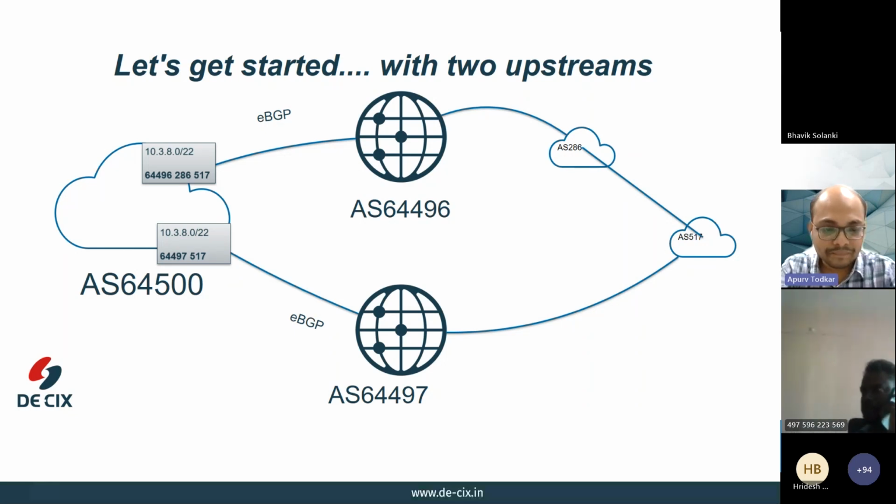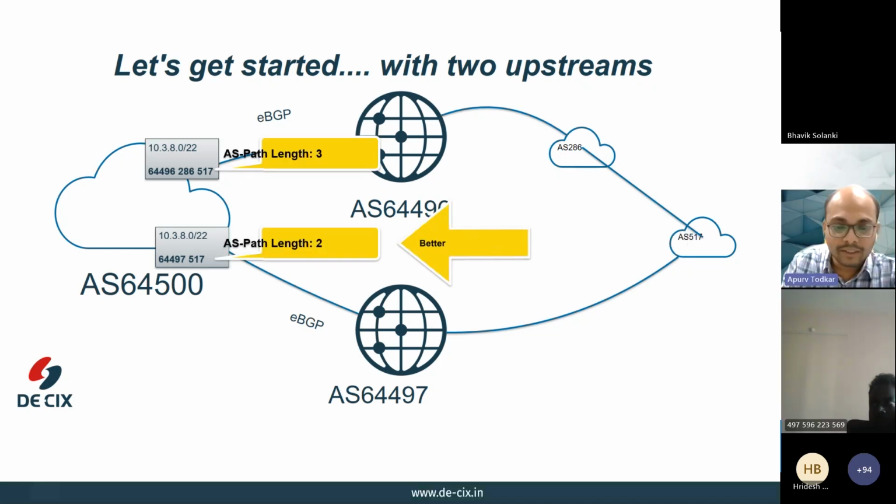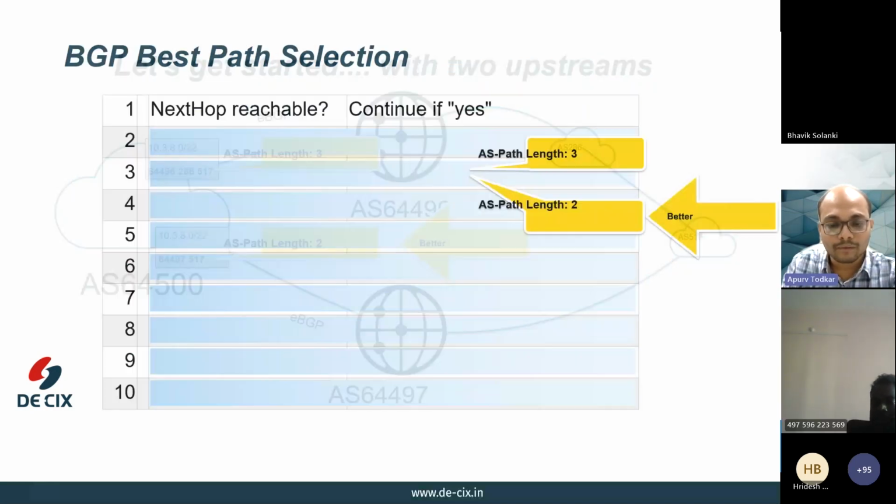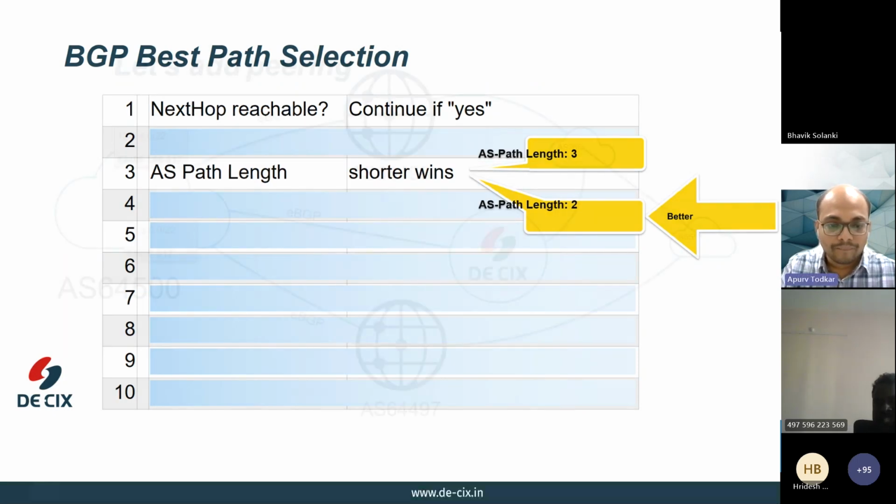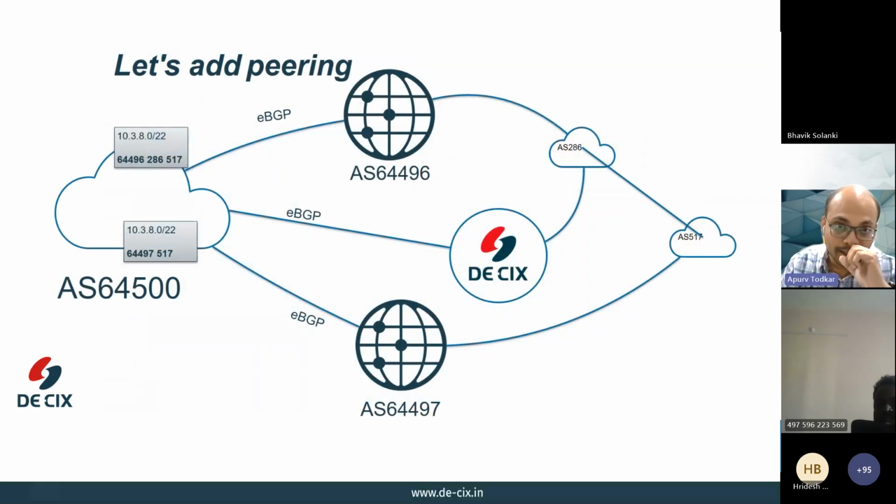So as you can see here, on the left hand side, AS64500 has two routes installed in its routing table, wherein one is having 2 hops and one is having 3 hops. So obviously, the one with the shorter AS path length would be considered. This one is the better path, the one highlighted in yellow. So this brings us to the next part of the BGP best path selection algorithm, and that is the AS path length. The general rule here is that the shorter AS path is considered over a longer one.